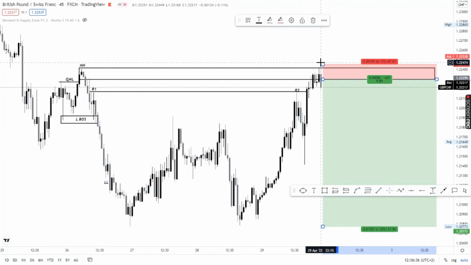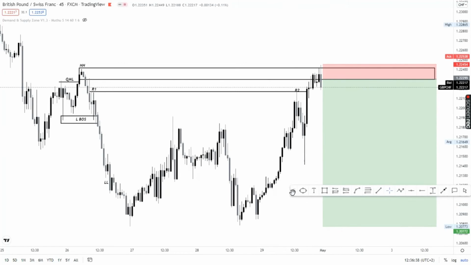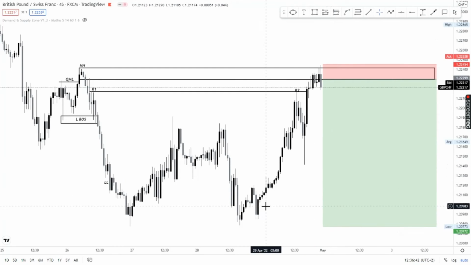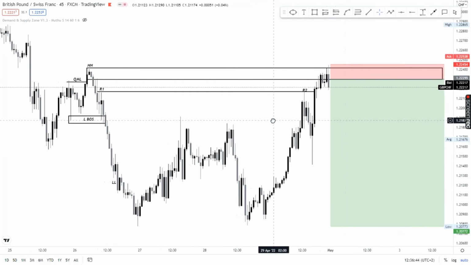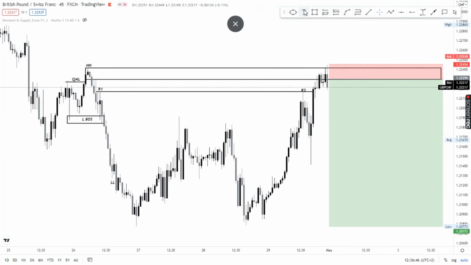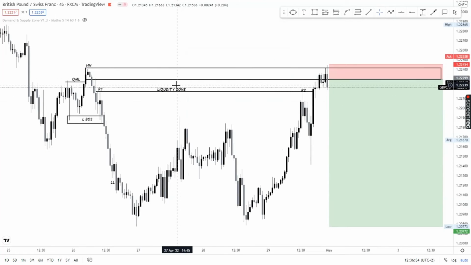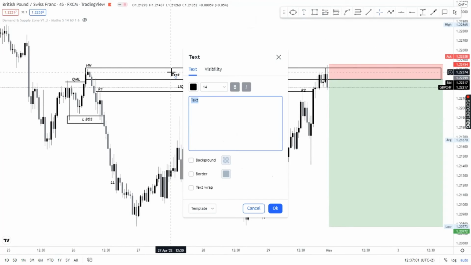My stop loss is just about 15 pips, and my target is around 152 pips. That's a risk reward ratio of 1 to 10. So let me just finish up with my writings, my labeling. This is my liquidity zone right here, and then I have a rally based drop supply zone. So RBD supply zone right here.